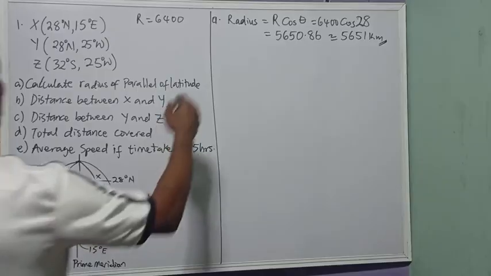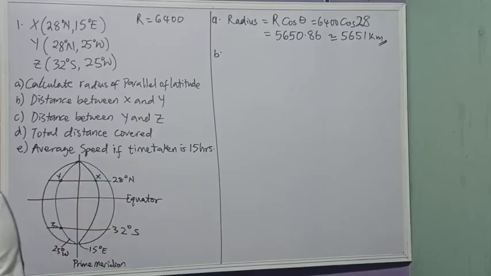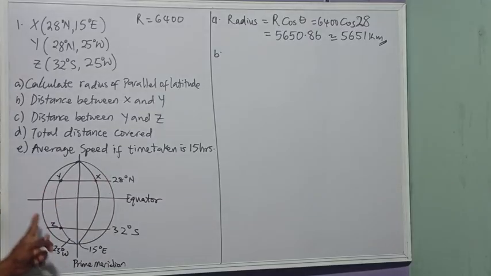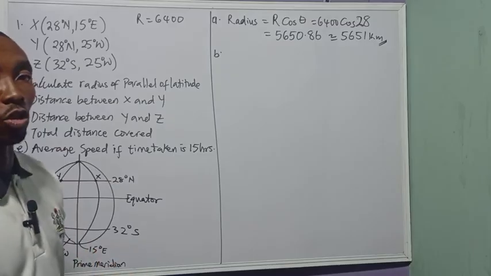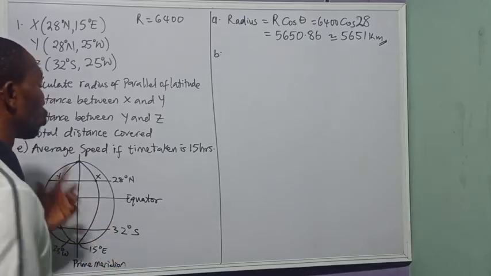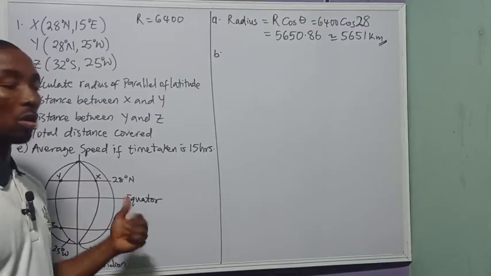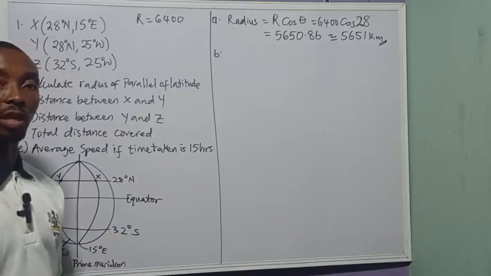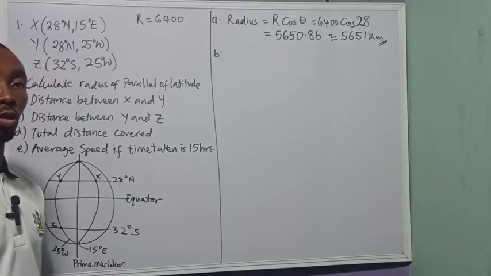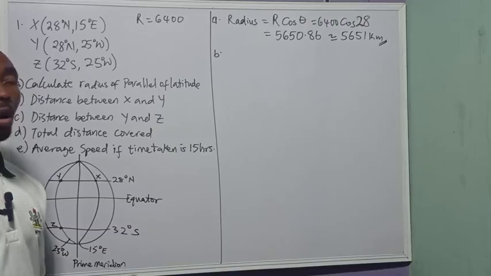Now, the B part says calculate the distance between X and Y. Since it's on a small circle, remember in our longitude and latitude, we have the great circles and the small circles. It is important to know that all the longitudes are great circles, and the only latitude that is a great circle is the equator. Why? Because it divides the earth into two equal parts.